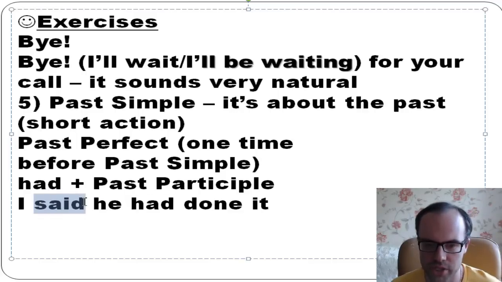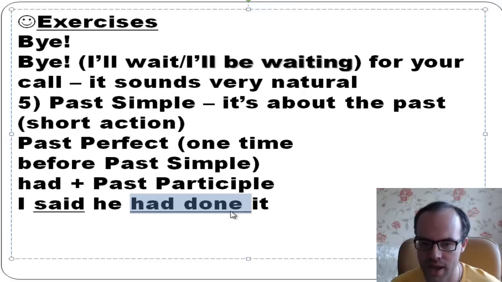So look, it's past simple. You see, I said. So say, you know, it's an irregular verb. Yes, this verb is irregular: say, said, said. He had done it, so it's past perfect. Had, and done is past participle. So I said he had done it.